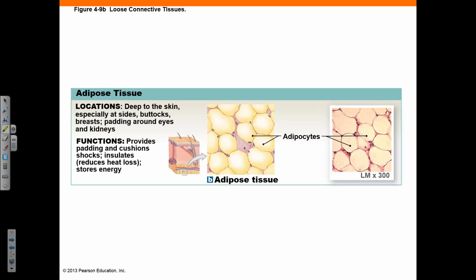Adipose tissue contains a large amount of adipocytes, or fat cells. This tissue also provides cushioning as well as insulation and energy storage. It can be found under the skin at the sides of the body, the flanks, the buttocks, the breasts, and it serves as padding around the eyes and kidneys.